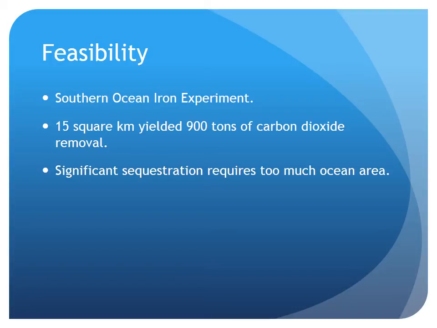A 2002 experiment, the Southern Ocean Iron Experiment, determined that a 15 square kilometer area laced with iron was only able to remove 900 tons of carbon dioxide from the atmosphere. 900 tons is only a small fraction of our annual carbon emissions, and scaling ocean iron fertilization up to make a significant impact on carbon sequestration seems to be impractical.